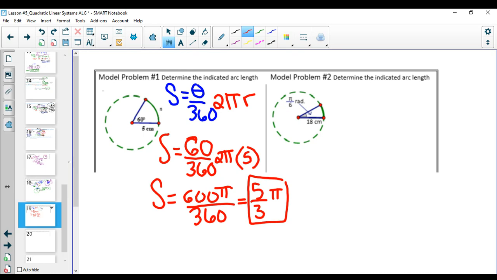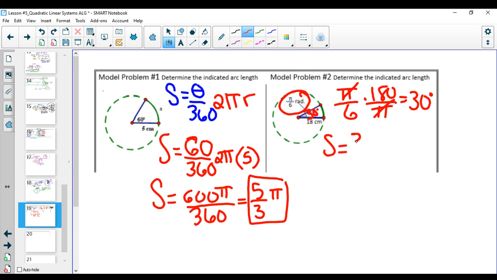Okay, next question, model problem 2. We also want the arc length here, but the problem is it's in radian mode. We have to get it in degree mode first. So let's do that first. We're going to do pi over 6. We're going to multiply it like we did yesterday by 180 over pi. The pi's cancel, and 180 divided by 6 is 30 degrees. Now we know this angle is 30 degrees, and we could go forward with our formula.